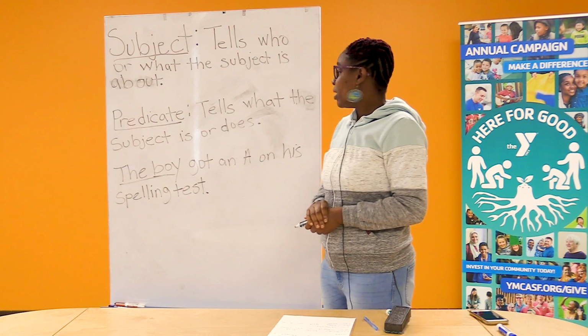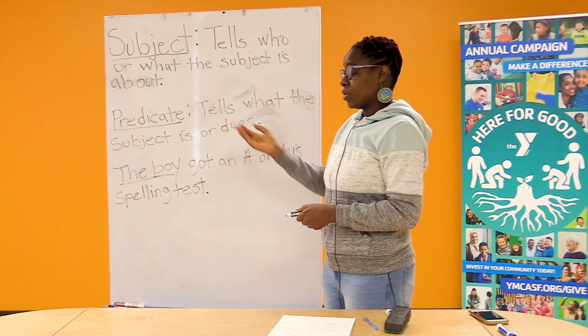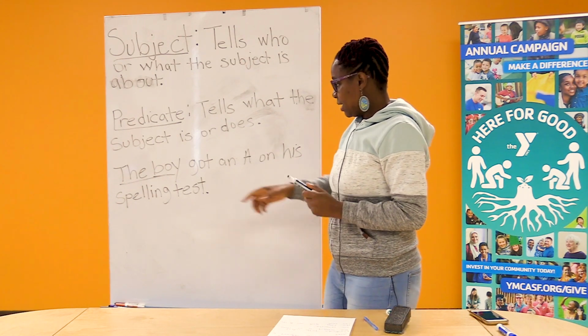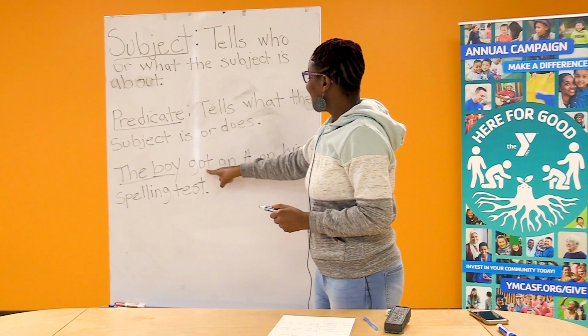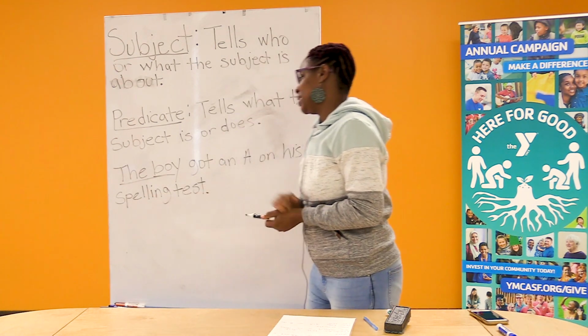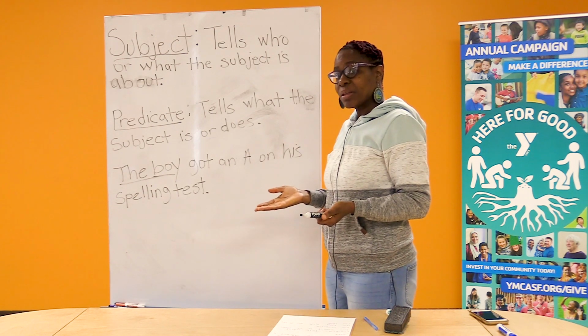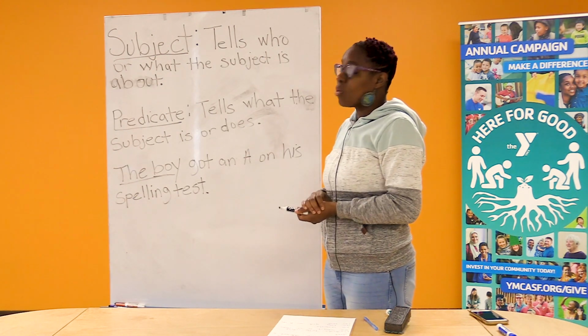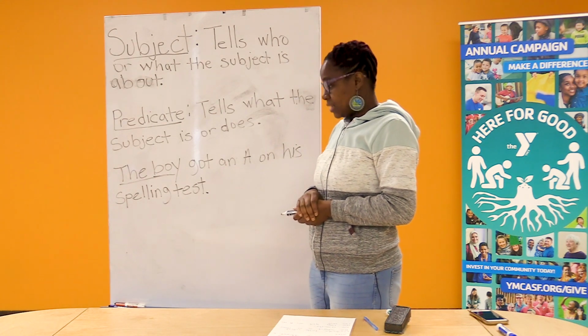The predicate tells what the subject is or does. So what is the predicate in this sentence? The predicate is got an A on his spelling test. So that's it. The subject matter is short and the predicate is always long in the sentence.